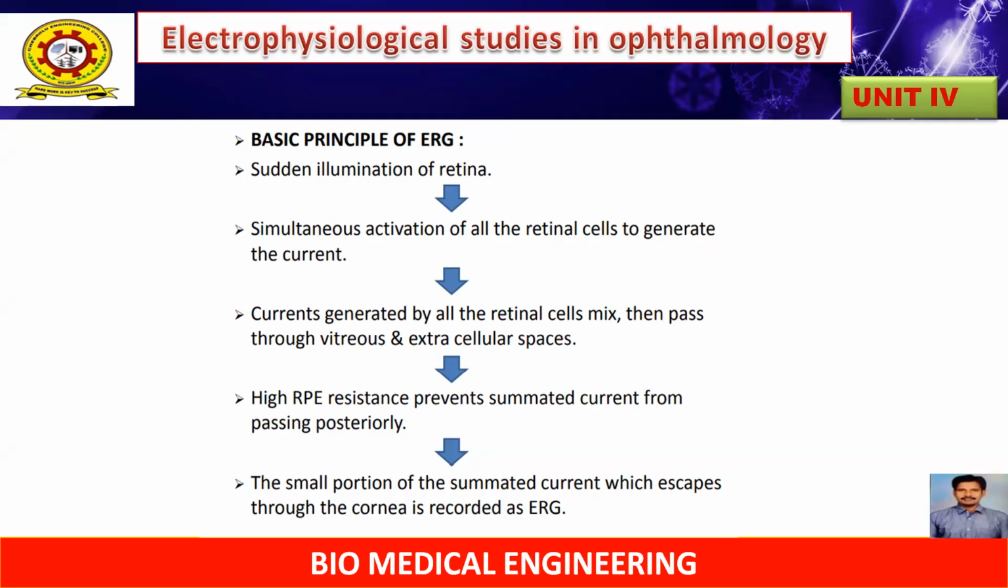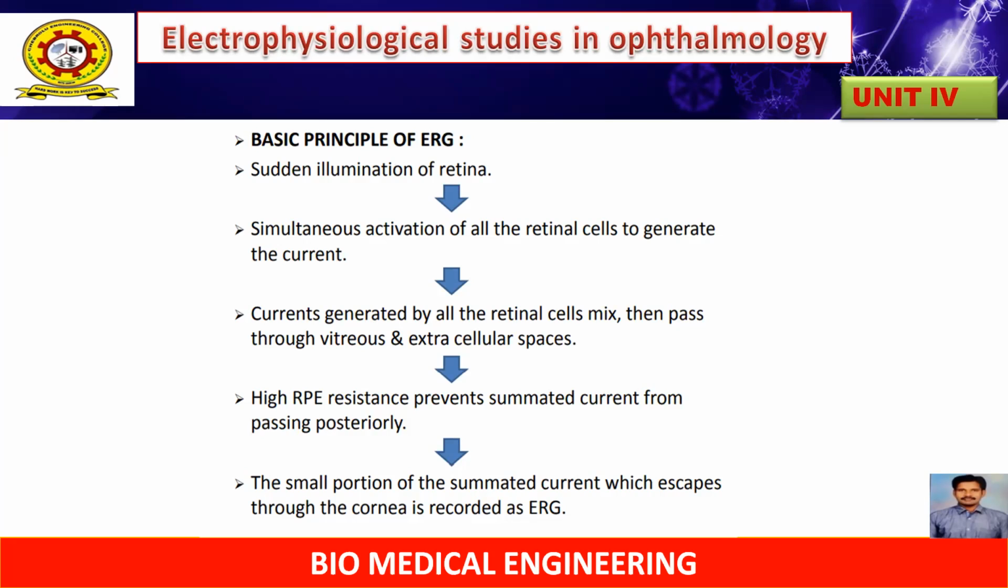Currents generated by all the retinal cells mix, then pass through the vitreous and extracellular spaces. So when optic nerves identify some biopotentials, you are familiar with biopotentials and biocurrents in the particular eye diagram. So when these biopotentials are illuminated and when these currents are generated by this retina, we have to make the passage of these currents through the vitreous and extracellular spaces.